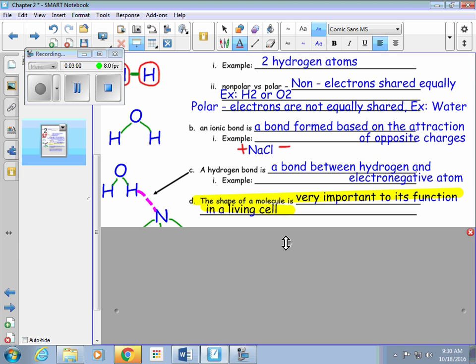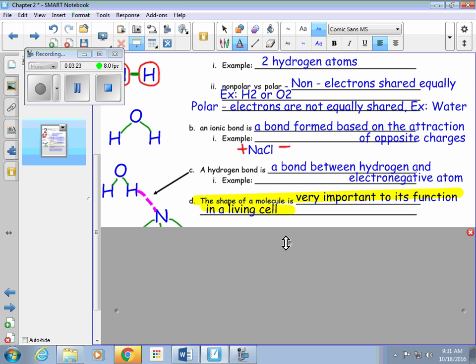Out of everything that's on this entire page, the most important thing is what I've highlighted in yellow. And what we need to know is that the shape of a molecule is very important to its function in a living thing. Molecules, based on their shape, determine what they can do in an organism or what they can do in your body. Their shape determines their function.